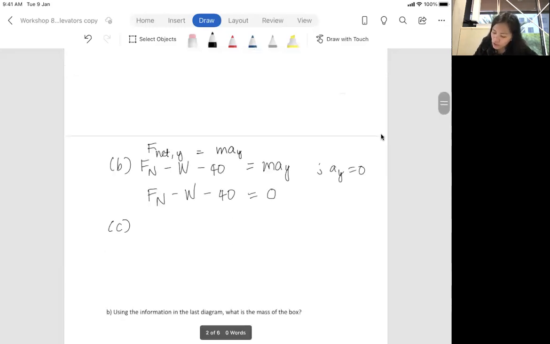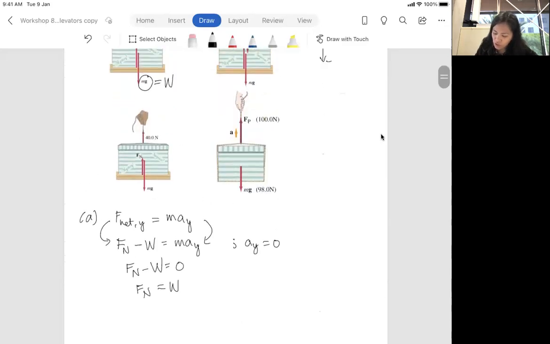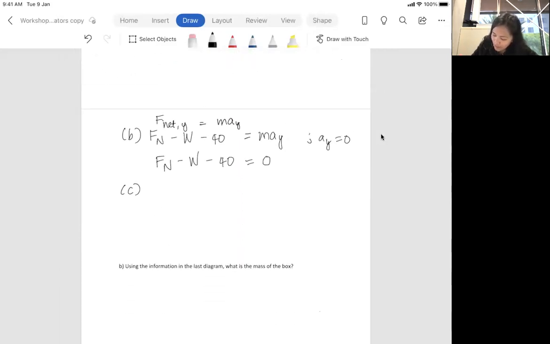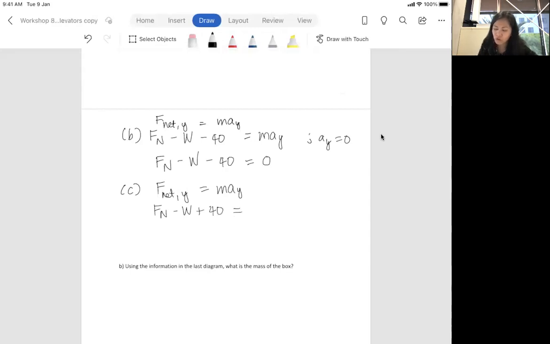For the next question, instead of pushing downwards, there's a hand that's pulling the package upwards. So you still have the usual normal force and weight force as in the first scenario, but the additional 40 newton force is now directed upwards. So following the same trend, net force along the y is equal to mass times acceleration along the y. You still have the positive upwards normal force, minus weight force because it's downwards, and then you have this upward 40 newton pull.